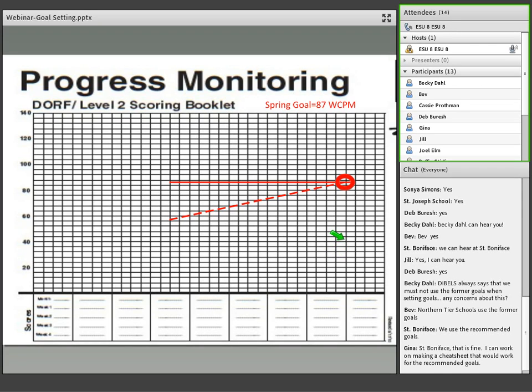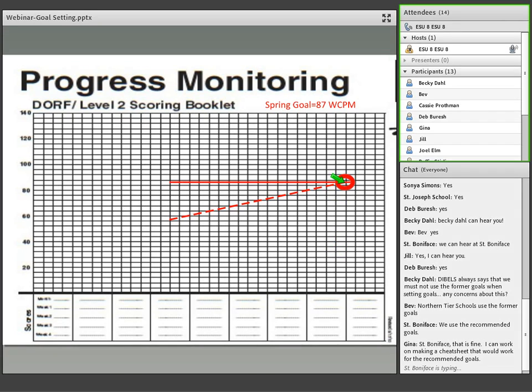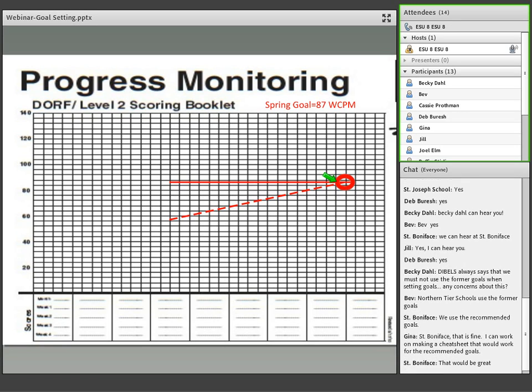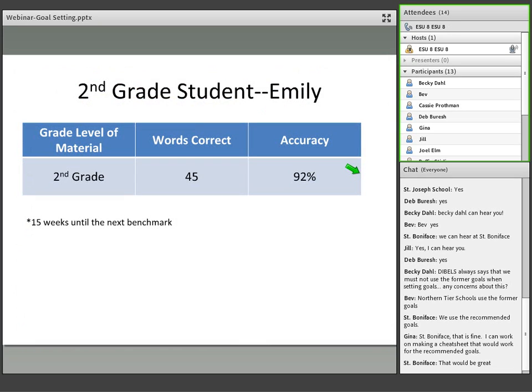Okay, so our goal here is 87, and you can see we drew the bullseye. Our goal line, this horizontal line, is drawn at 87. And then our dotted line here is our aim line. Where we started was 57. We want to end at 87, and so we connected the two with a dotted line. And we picked to put the goal there because it's the end of April, and that's when most schools will be benchmarking again. But if you're going to benchmark in May, then you would move it over one more week. Okay, so let's go through another example.